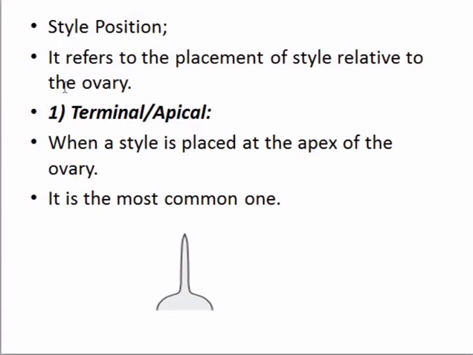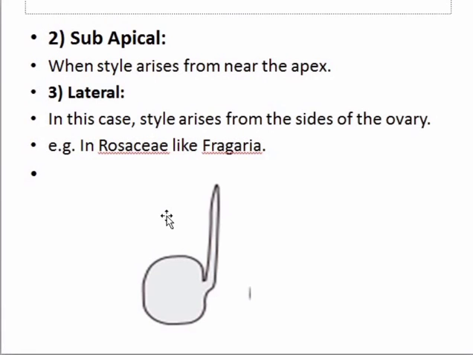Style position. What is the position of the style? It refers to the placement of the style relative to the ovary. With respect to the ovary, what is the position of the style, or from which part or which side of the ovary does the style arise? The very first one is terminal. When a style is placed at the apex of the ovary, look into this ovary, the style is at the apex. It is the most common one. Subapical, when the style arises from near the apex, like this is the apex, and from here arises this style, it will be termed as subapical.